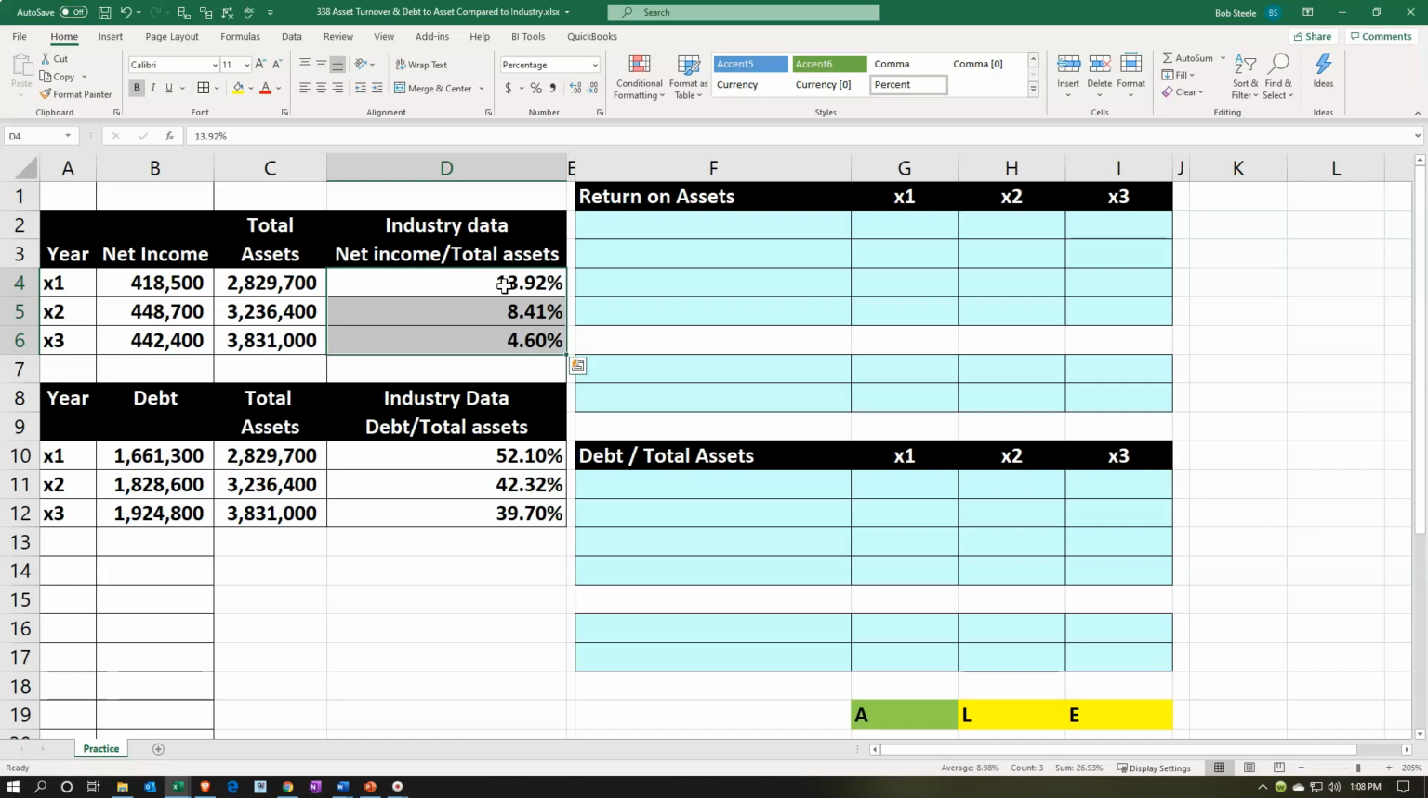How did we do period over period? How are we doing compared to the industry standard in terms of where we stand, as well as the trends that are happening over time?